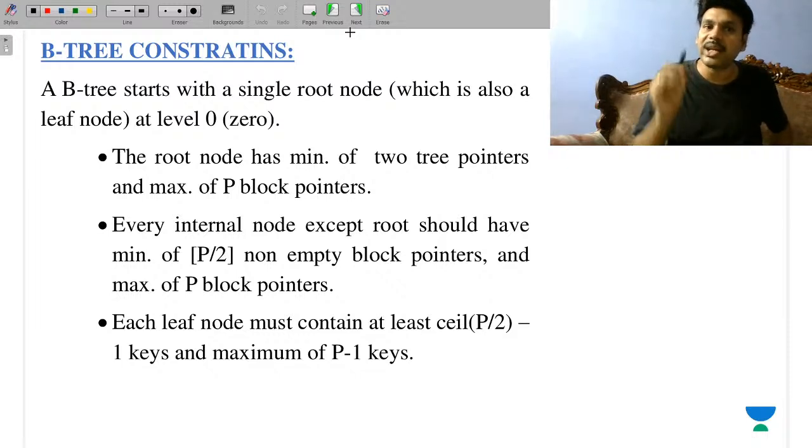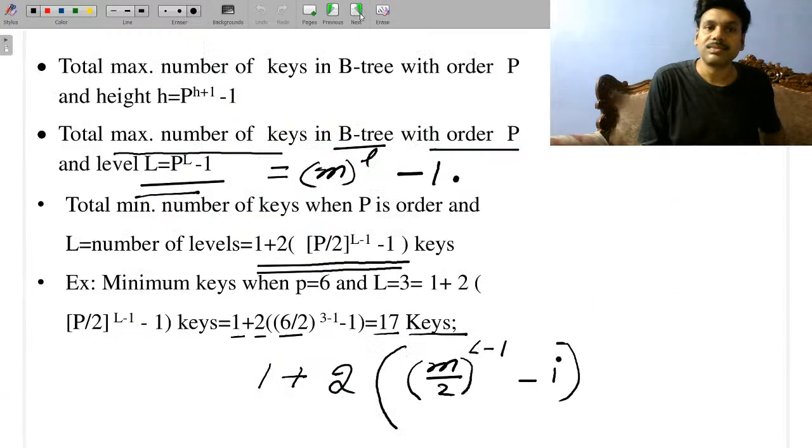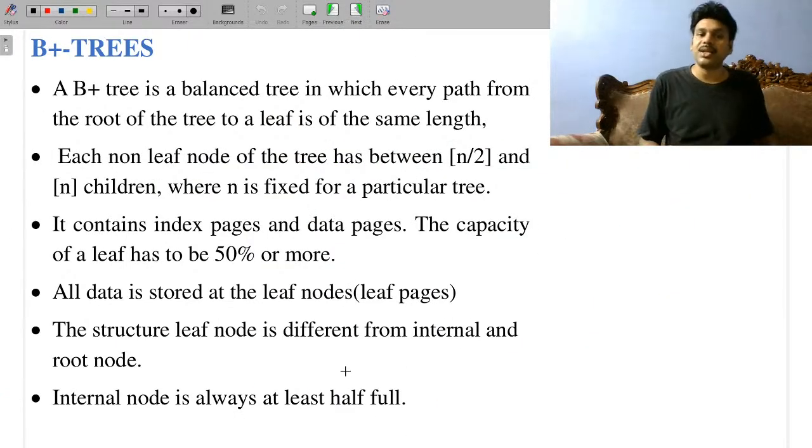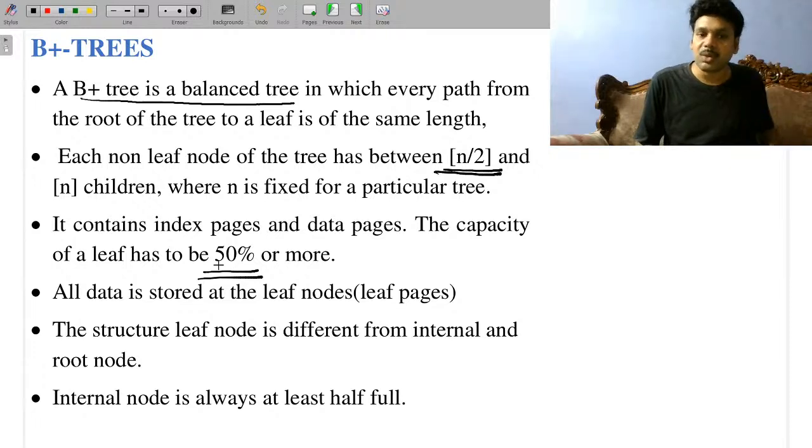This is one of the greatest points of your B plus tree. What is that? Please observe the B plus tree conditions. You see a few important things. A B plus tree is always balanced. We agreed. And it's supposed to be half full, that is n by 2. No problem. Minimum you have to fill 50%. This is a very important point.